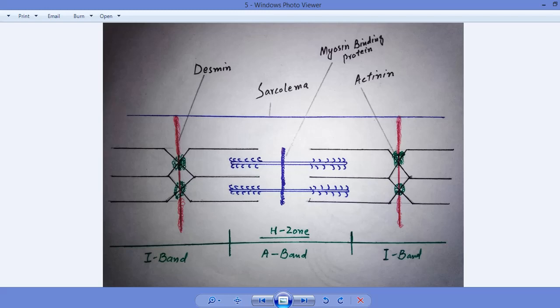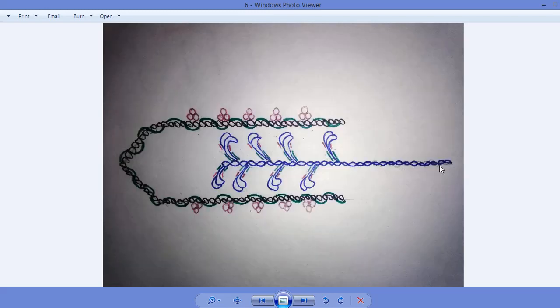Now if we go to the detail of this muscular cell or these filaments, this is actually the myosin filament, and this is the actin filament. The actin filament is further divided into three parts. Our actin is made up of three types of proteins.